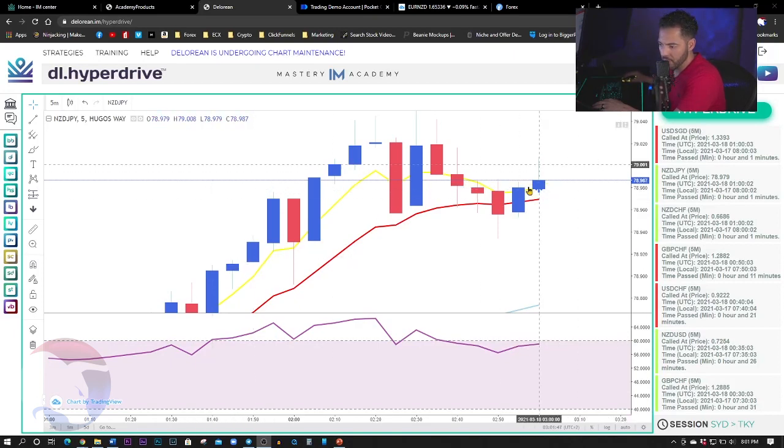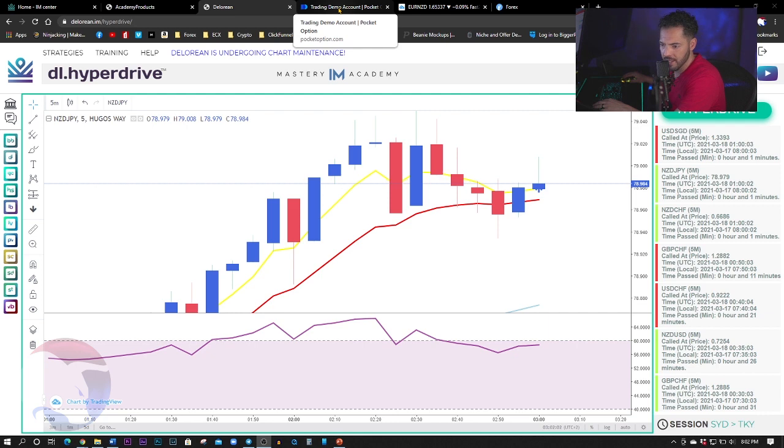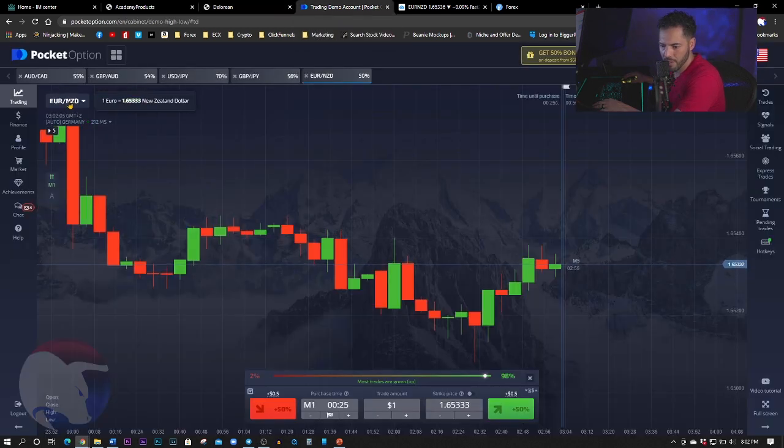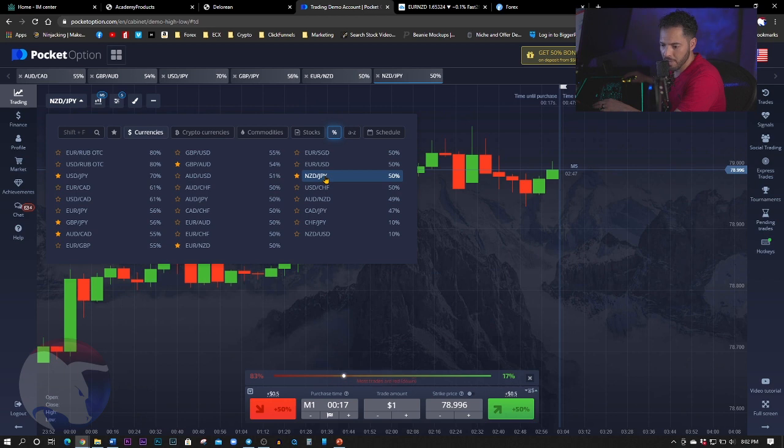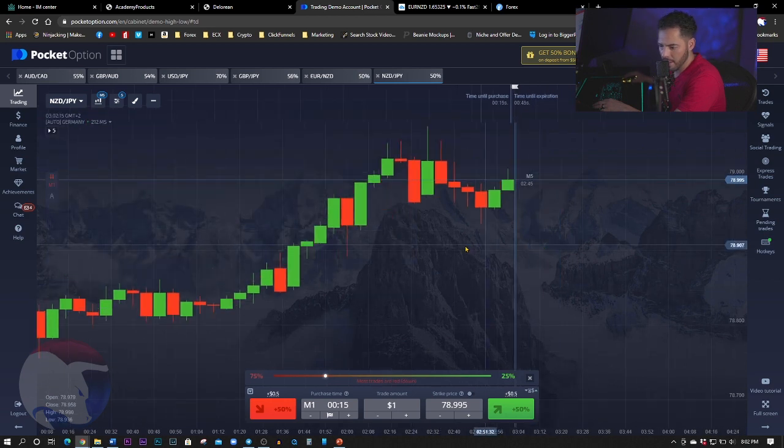Okay, guys, so we got a new alert. This is NZDJPY. It's giving us a blue arrow. We got the yellow and the red going through the bodies of the candles. So let's go ahead and actually take a trade. So NZDJPY. So we're going to go over here and look for NZDJPY. Let's see, NZDJPY. Here we go. NZDJPY, we got it. All right.